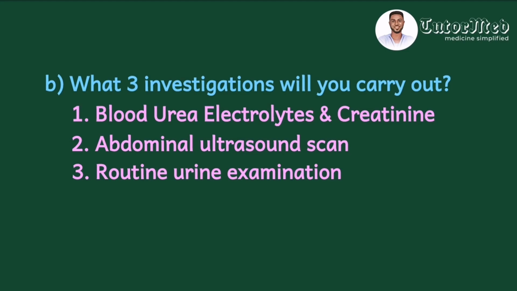So we've mentioned 3, but other important investigations include a full blood count, which might show a normocytic normochromic anemia, which is also a complication of the CKD. Then we can do serum calcium and phosphate levels, which may show hypocalcemia and then hyperphosphatemia. Then we can also do a glycated hemoglobin, HbA1c, to know the extent of the glycemic control, whether it is bad or it is within control.